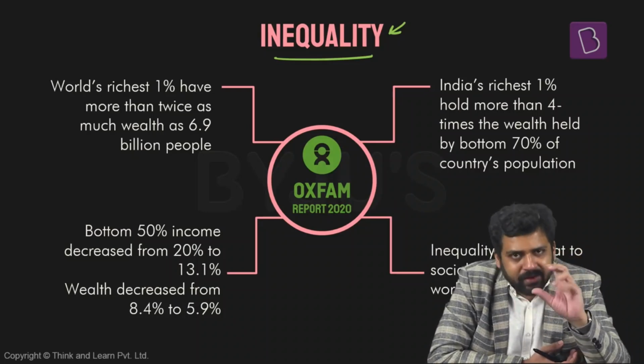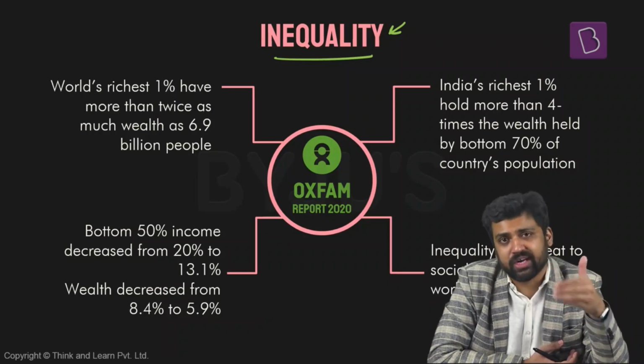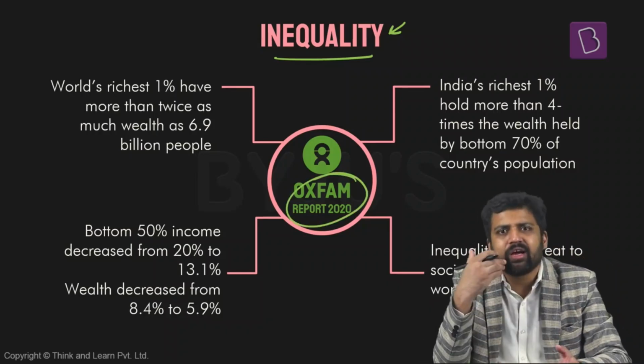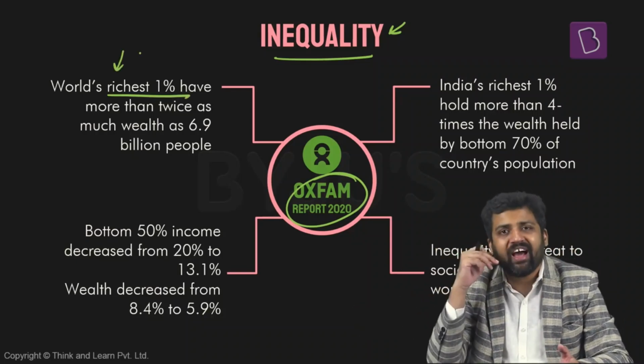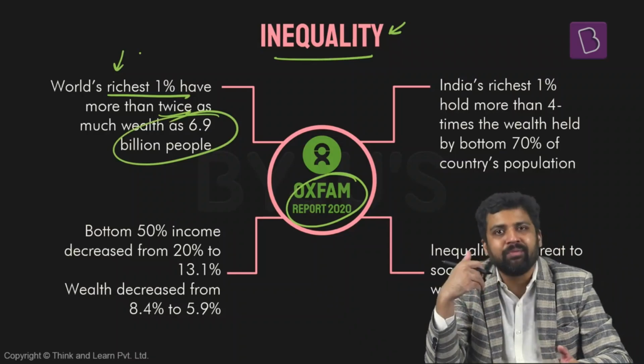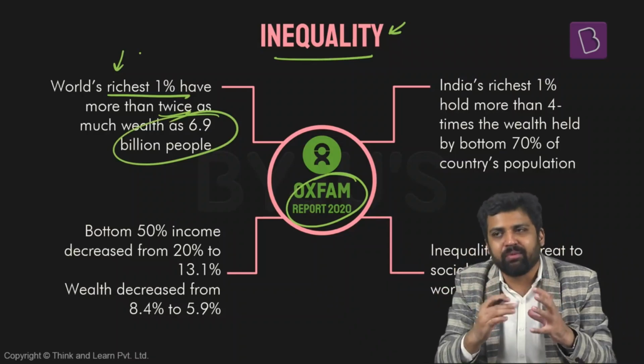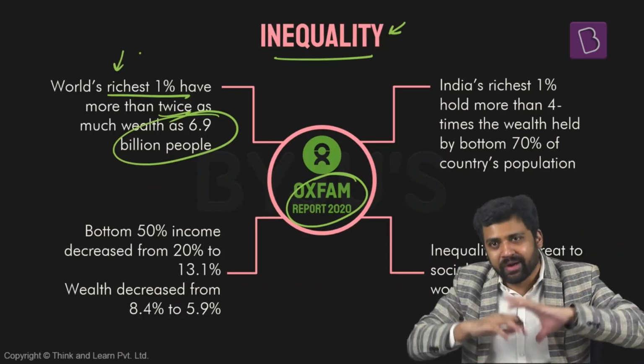So all these things can help you understand, can help you measure, can tell you about the extent of inequality in the Indian society. So this one organization, Oxfam, regularly comes up with its reports, its analysis on inequality. Oxfam points out that the world's richest 1% have more than twice as much wealth as 6.9 billion people at the bottom. If you combine the wealth of 6.9 billion people at the bottom, the world's richest 1% have double the wealth of that.